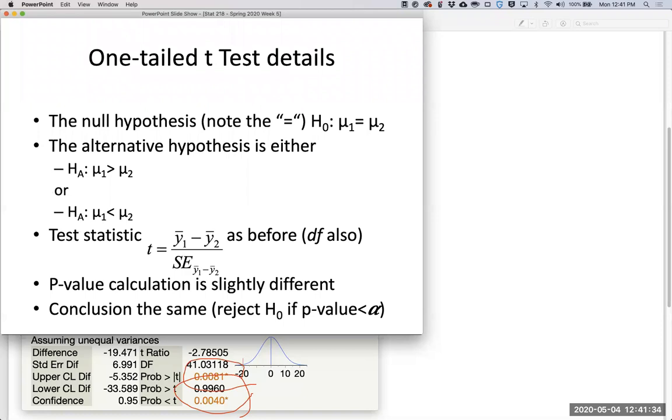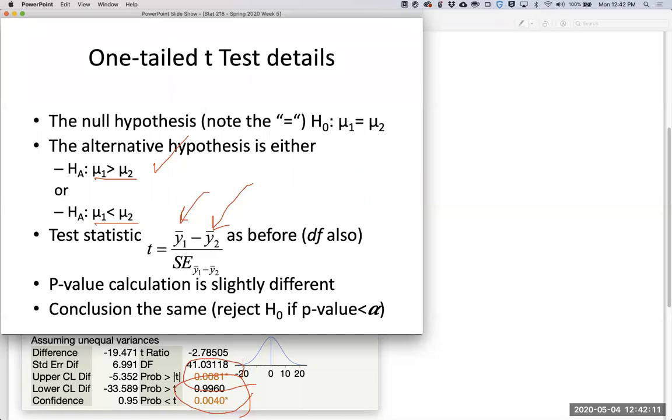So here's the quick summary. Same deal as before. The null hypothesis has an equality in it. The alternative hypothesis will either be mu1 is greater than mu2 or mu1 is less than mu2. If you're doing it by hand, I recommend putting mu1 as corresponding to the first group, the larger mean. If the software dictates for you which group is called group 1, group 1 is the one that's first. The second one is the other of the two groups.